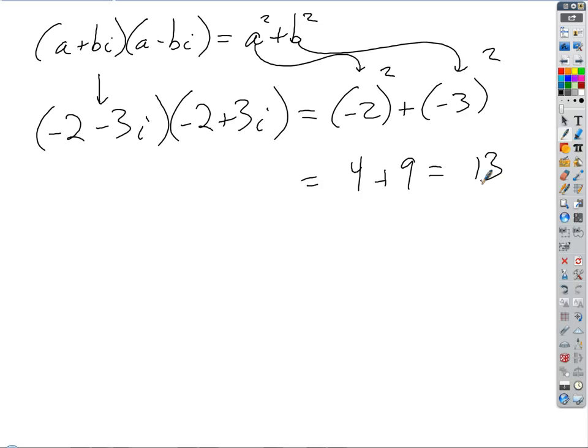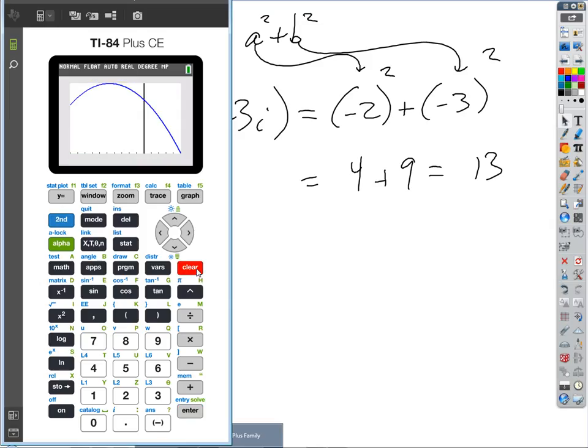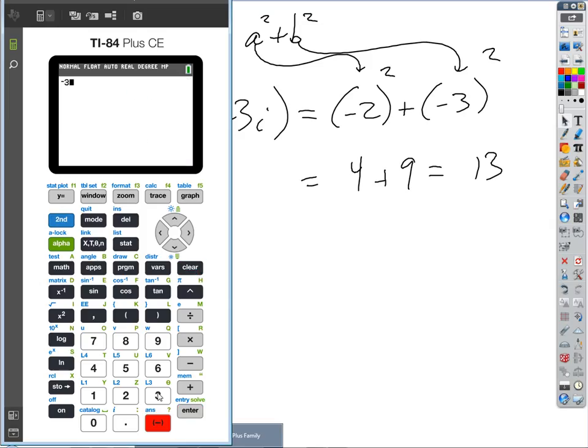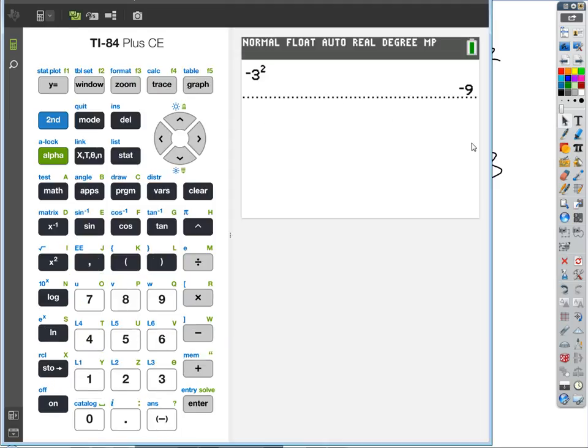Does it matter if you put it in front? It does matter. So like if I pull up a calculator, watch what happens. I want you to see this because this is a really common source of mistakes. If I pull up a calculator and I try to do something like negative 3 squared, that looks fine, doesn't it? Squaring negative 3, look what my answer is. My answer is negative 9.